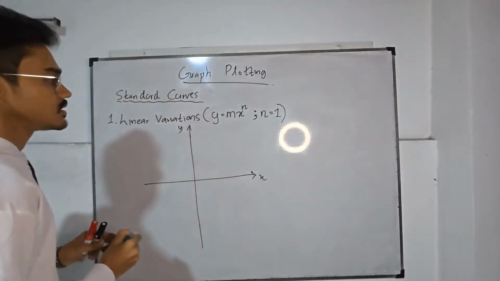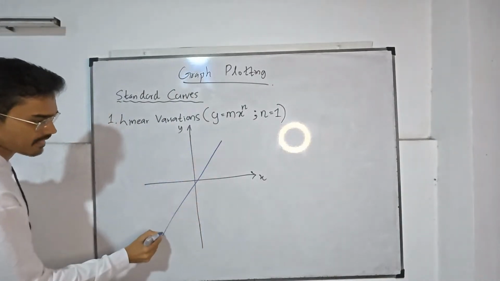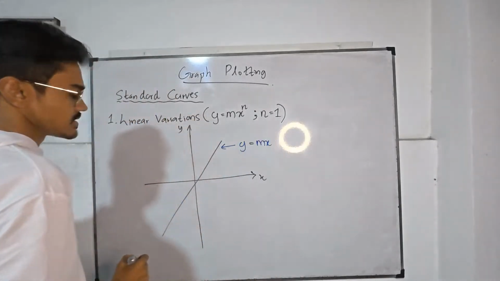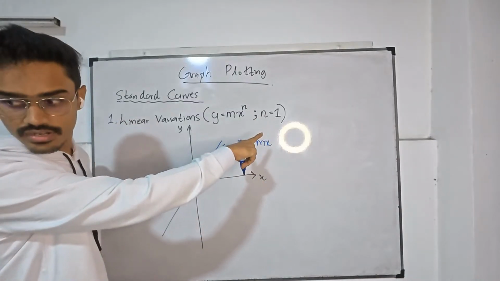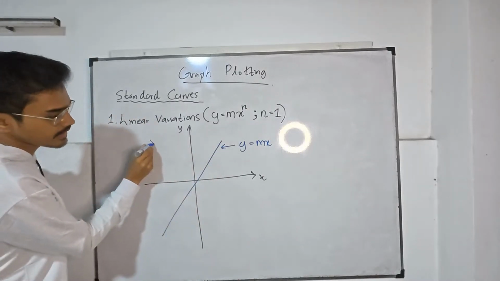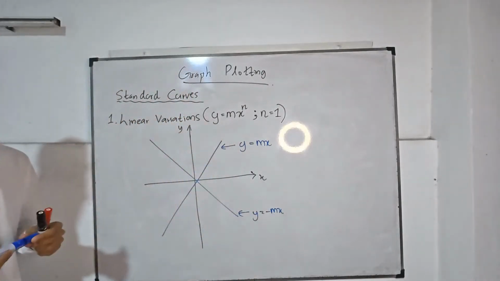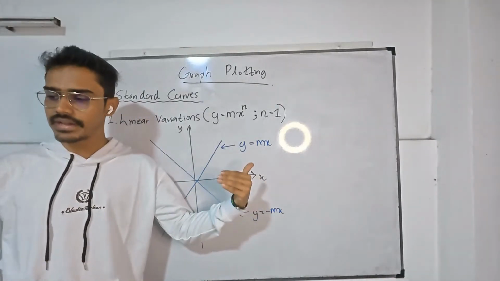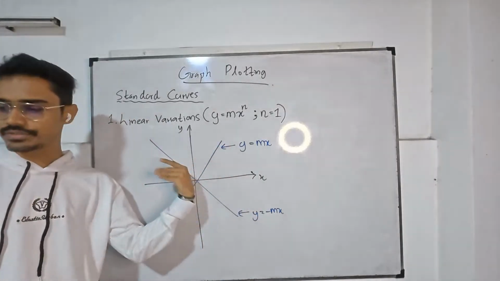First type of the linear variation, y equals mx. The gradient is positive, and the power of x is 1. Linear. Positive gradient means acute angles. Now, if I plot y equals minus mx on the same axes, this is how it goes. It goes through the origin, because when the gradient becomes negative, the angle with the horizontal is obtuse.